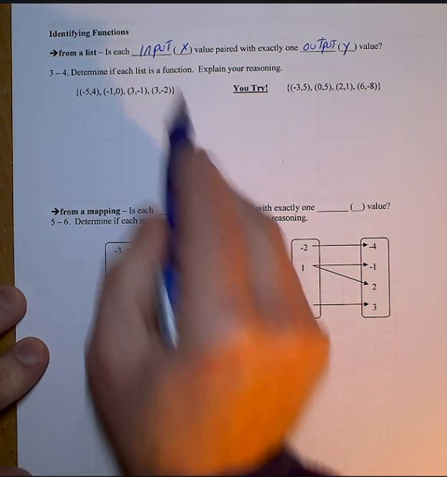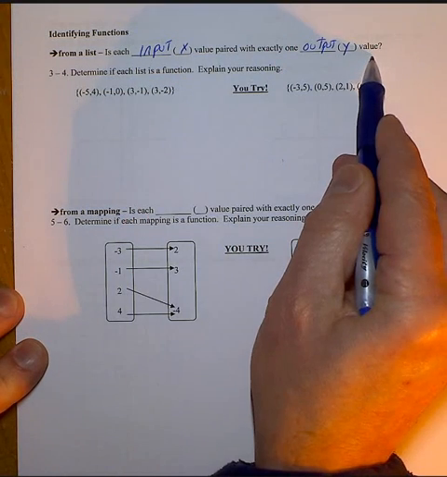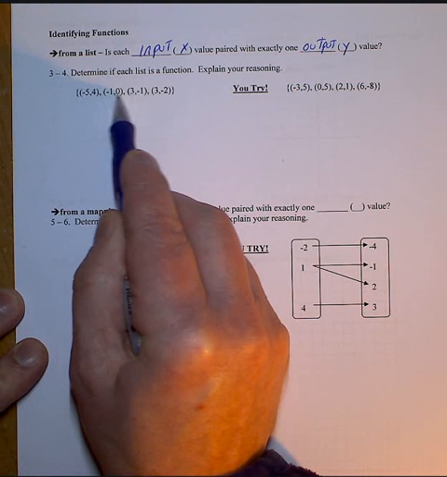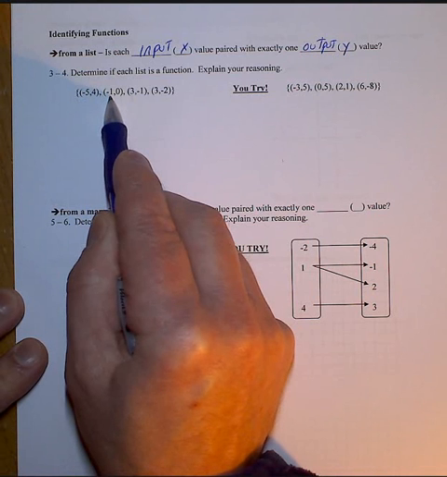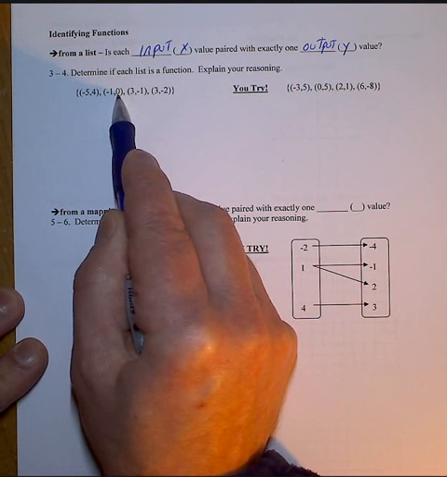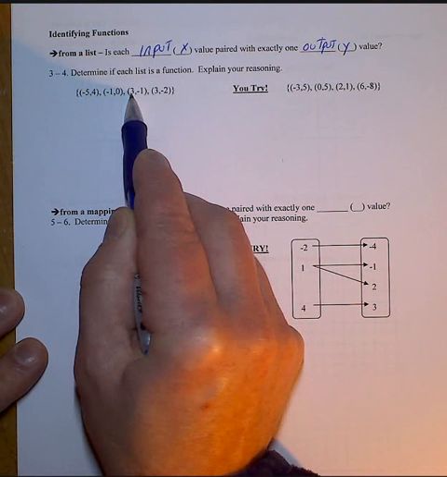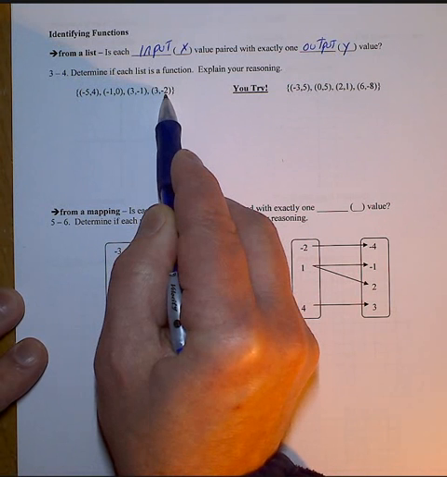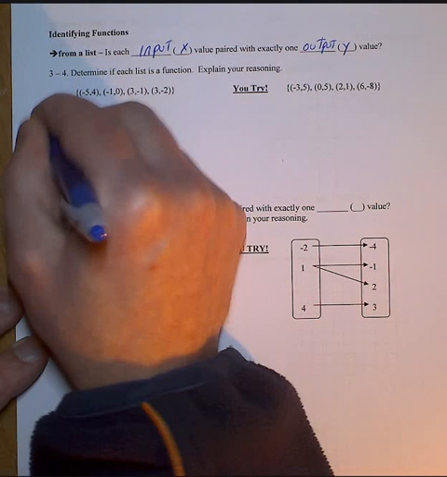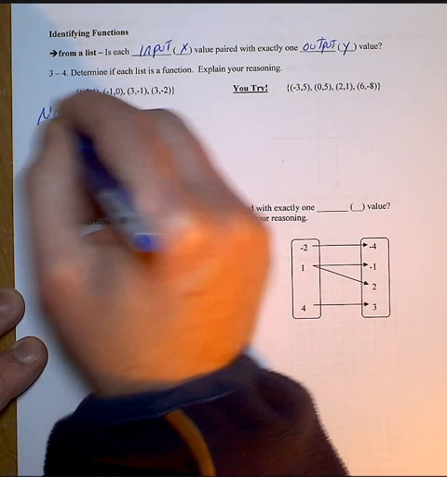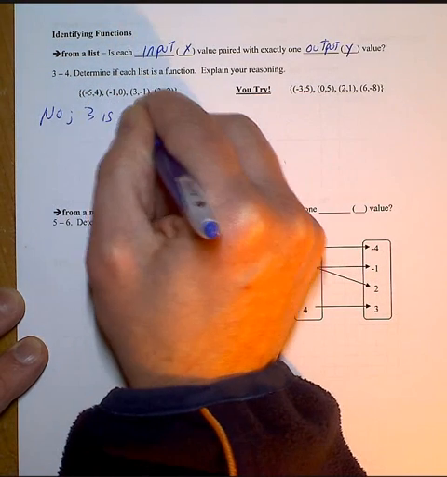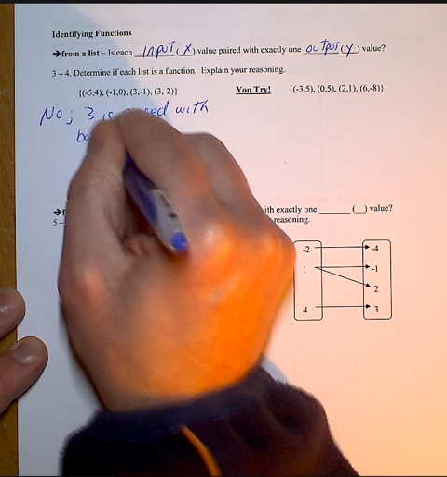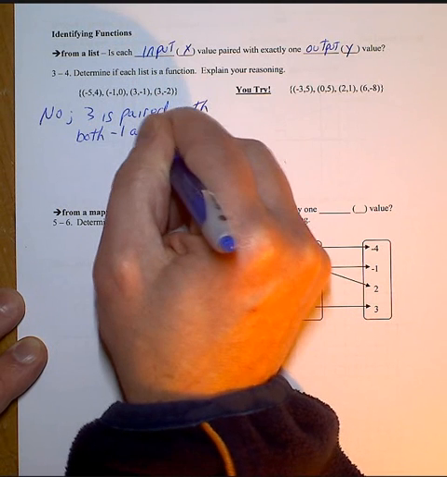Well, does every input have exactly one output? So when I'm at negative 5, it gives me 4. Is there any other negative 5s? No. Negative 1. X value of negative 1 gives me 0. Any other x values of negative 1? No. 3. When I'm at 3, it gives me negative 1. This one here, when I'm at 3, also gives me negative 2. So no. Not a function. Why? 3 is paired with both negative 1 and negative 2.